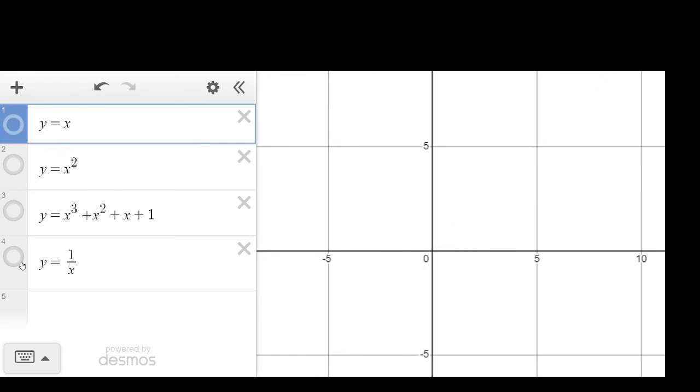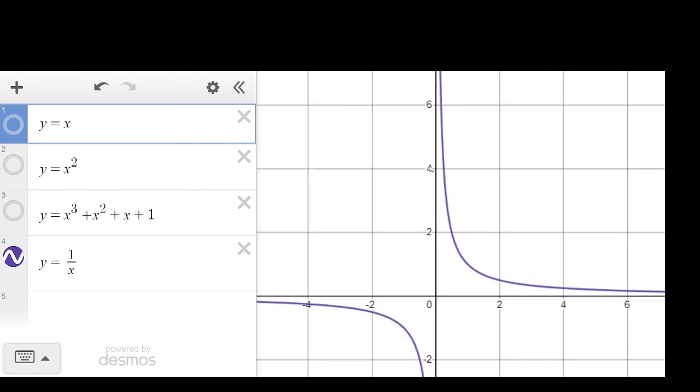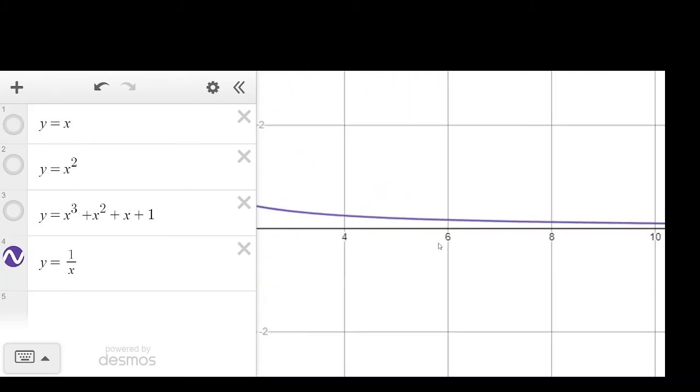The last type of graph you need to recognize is y equals 1 over x. This type of graph has got two curves, neither of which touch either of the axes, neither the y-axis or the x-axis. They tend towards it, but never quite get there.